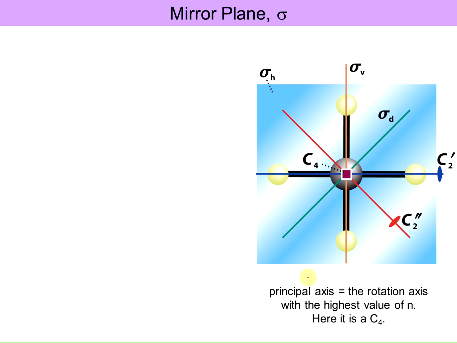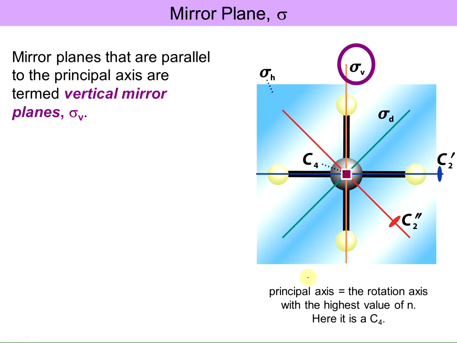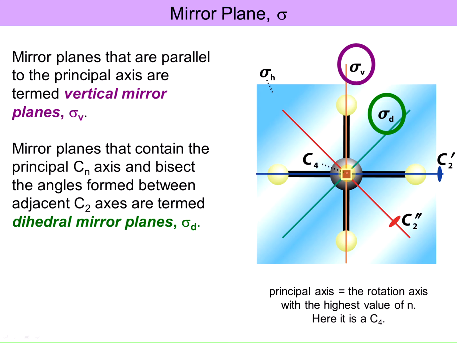So we're looking at that square planar complex again that has D4h symmetry. Mirror planes that are parallel to the principal axis are termed vertical mirror planes. Remember that C4 axis coming out of the plane is our principal rotation axis. The mirror plane that contains that rotation axis, this orange one right here, is a vertical mirror plane because it contains the principal rotation axis. Now, the mirror plane here that passes in between the atoms is a dihedral mirror plane. Mirror planes that contain the principal rotation axis and bisect the angles formed between adjacent C2 axes are termed dihedral mirror planes. So this would be an example of a sigma d because it's in between the C2 prime and another C2 prime rotation axis.